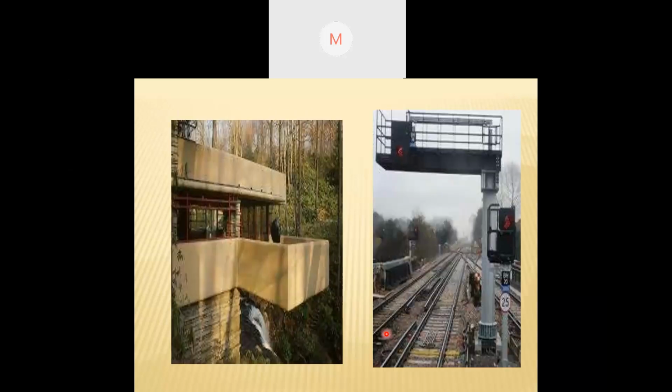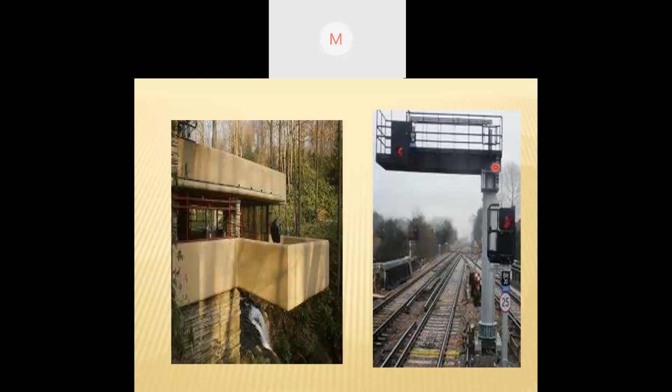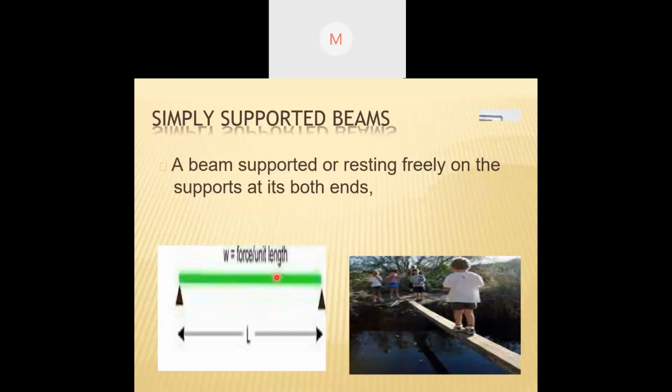Now we go to the next one. These are practical examples of a cantilever beam. Look, in the railway signals, you will all see a projecting structure like this. It is fixed here and it is overhanging here, and the load is applied everywhere. So this can be a UDL and this can be a point load. Here also the same thing is there. So these are examples of what? Cantilever.